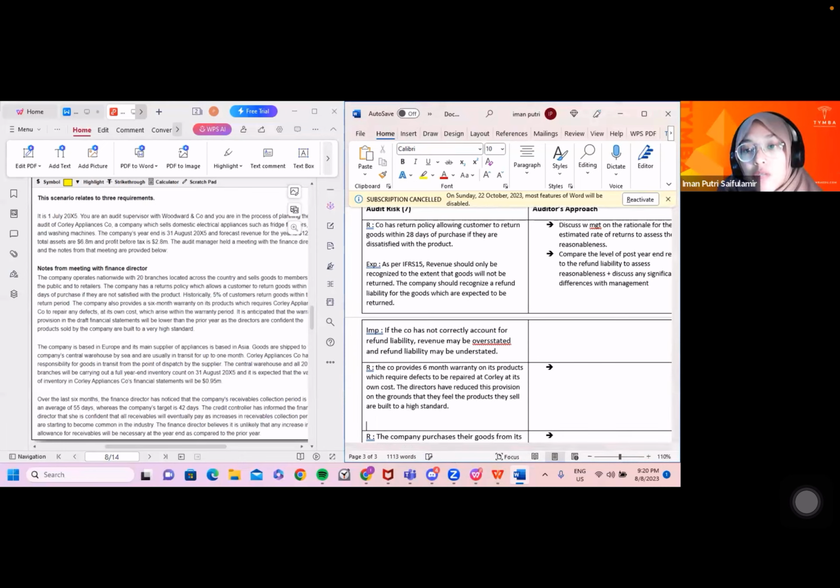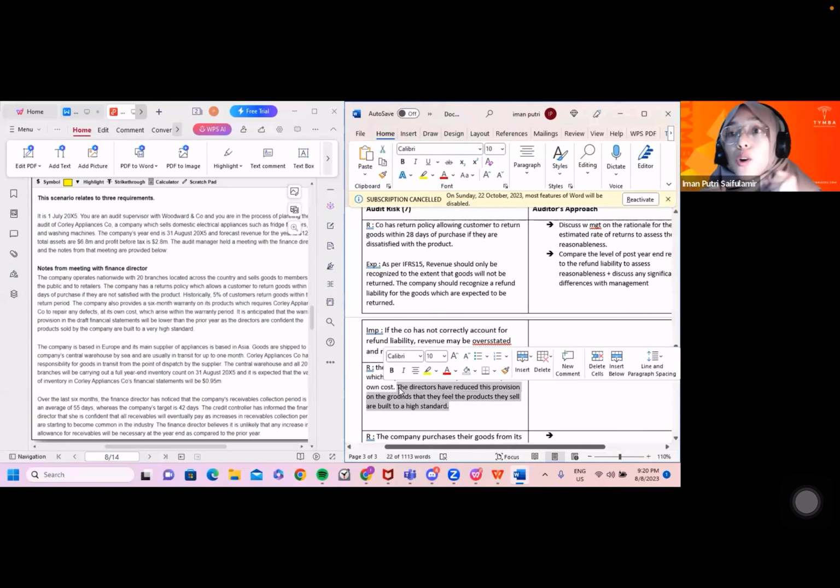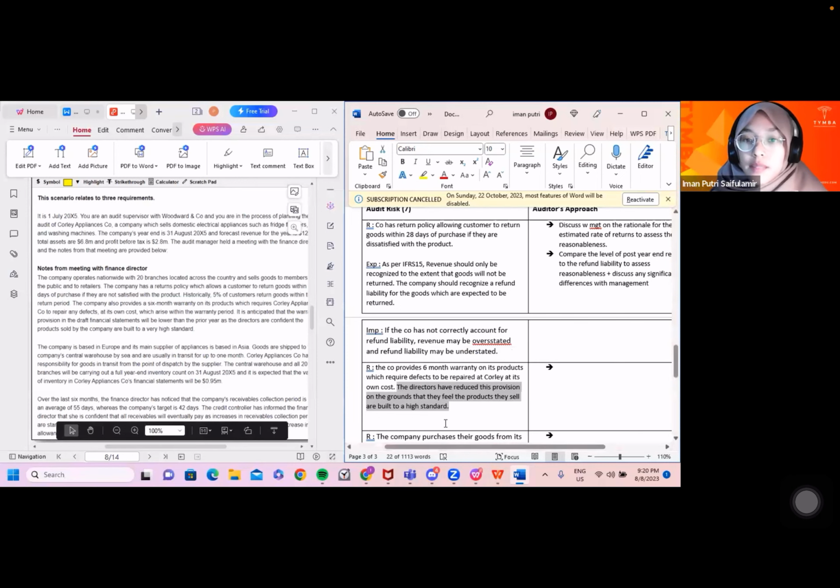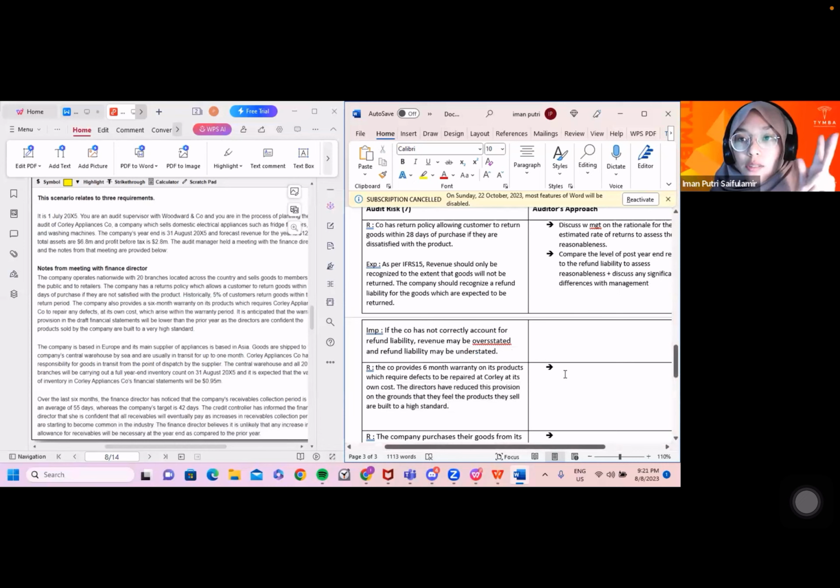The directors have reduced this provision on the grounds that they feel the products they sell are built to a high standard. This statement is something we will question within our auditor's approach. Remember, guys, whenever the directors say anything, we will want to discuss with them why they feel so. I feel the answer here on the auditor's approach is quite similar for the return policy and the warranty.